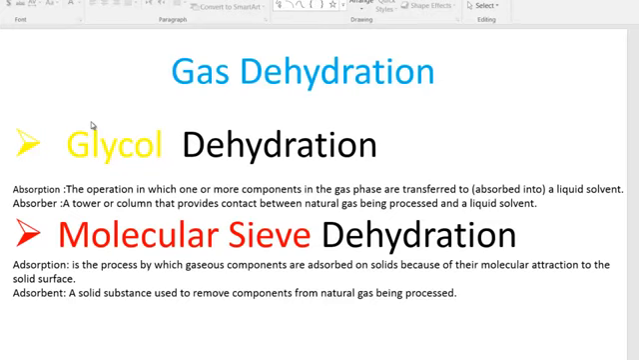The second one is by adsorption. So the first one is absorption, the second one is adsorption. In this method, we use a solid substance, molecular sieve, for dehydration.